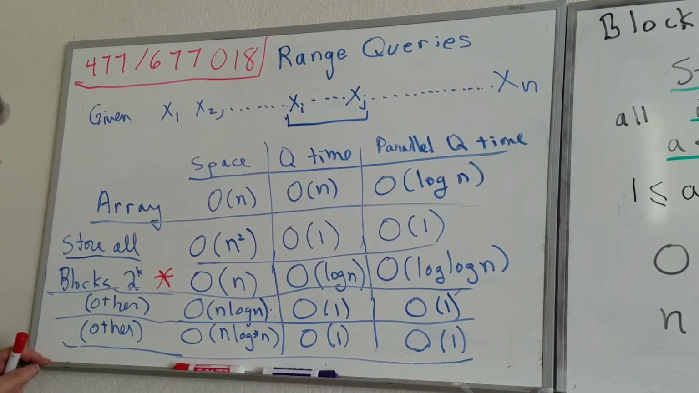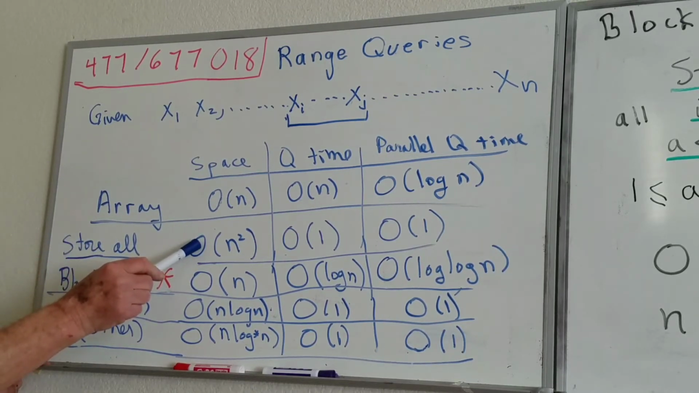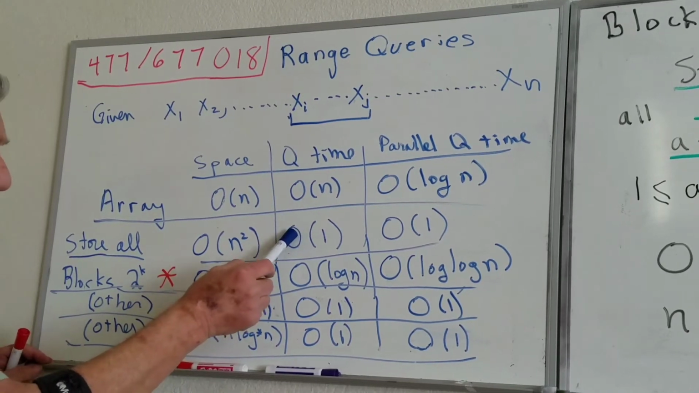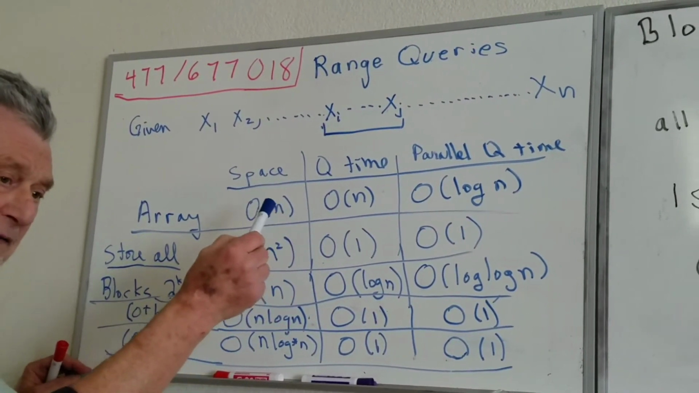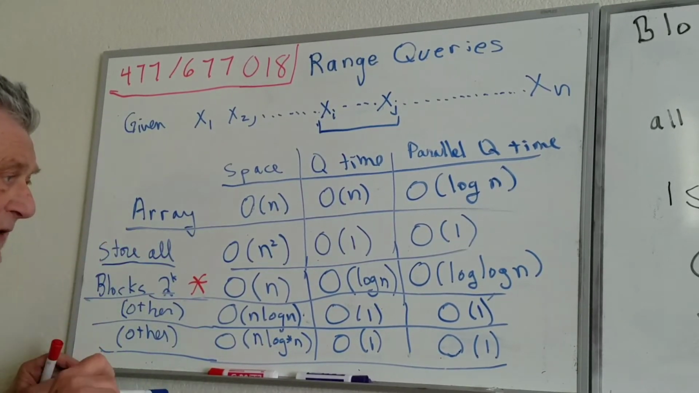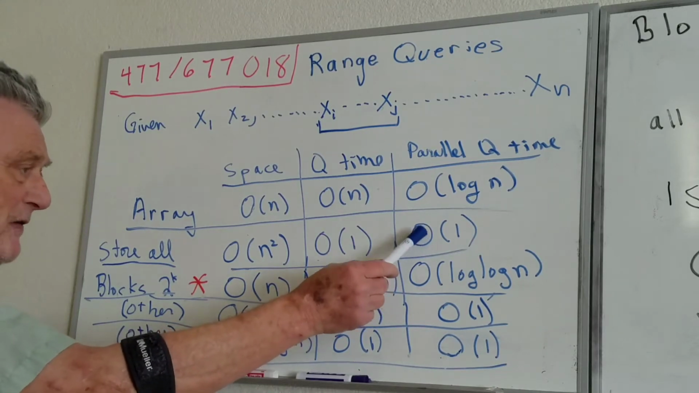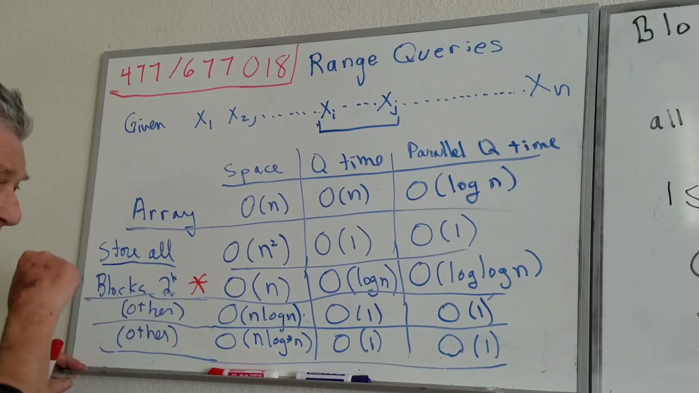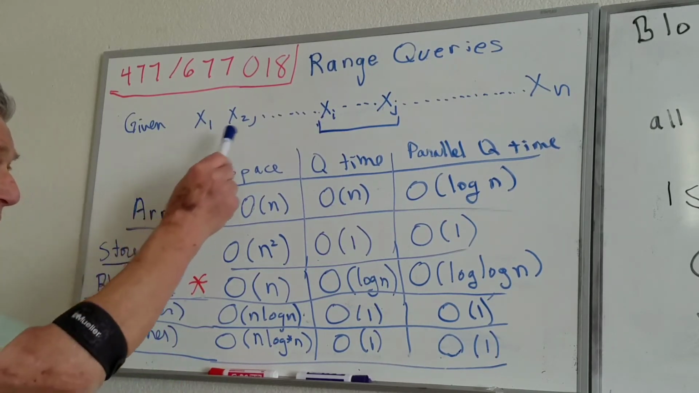On the other extreme, you could simply store all query values. And if you do that, that takes O of n squared storage, because there are O of n squared possible queries. But it takes only one step to find the value of a query. You simply have to go into the storage and retrieve one value. Now, if you have parallel processors, that doesn't increase the speed of querying at all, although it would increase the speed of computing the data structure.